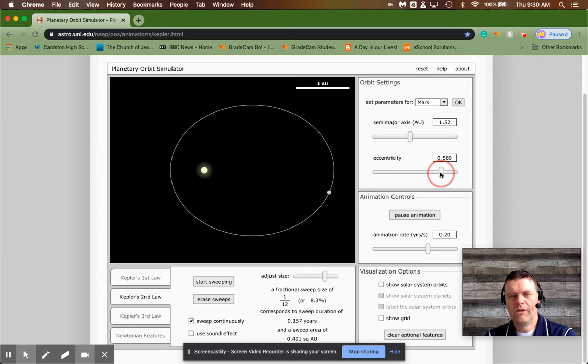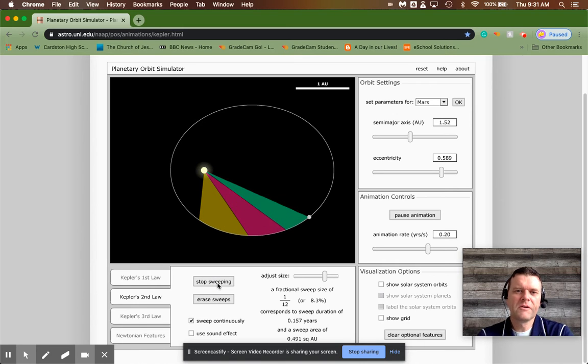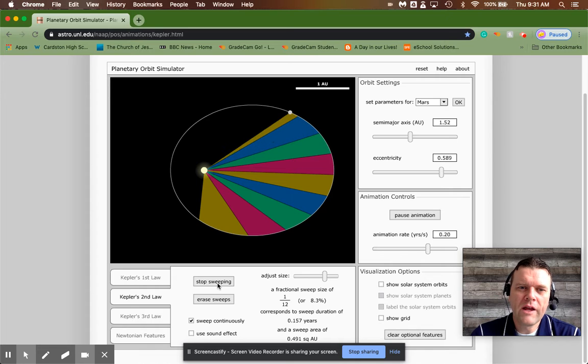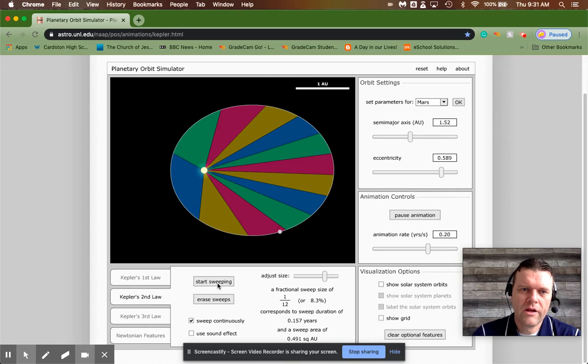Because it will emphasize the change in velocity. So let's start sweeping now. Now it looks a little bit different because when you're farther away, the slices get really thin. But as you get close to the sun, look at how wide the crust of the pizza is, if you will, on the edge.